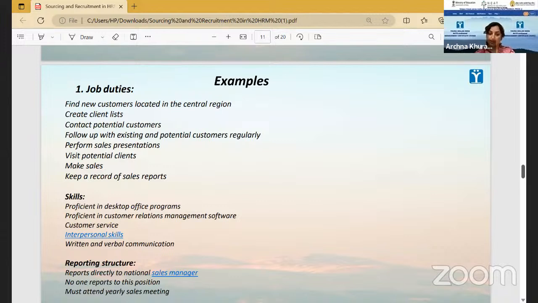Now, what are the skills required to do this job? Proficiency in desktop office programs, proficiency in customer relationship management software, whatever the company is using, or any other version of that. And customer service skills are very important. Interpersonal skills, that is, how you are going to talk to different people because you are going for client visits as well. And your written and verbal skills because a lot of mails will be going to the different clients. Also, you are going to get engaged in talking to people.